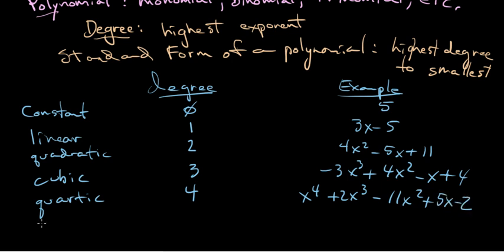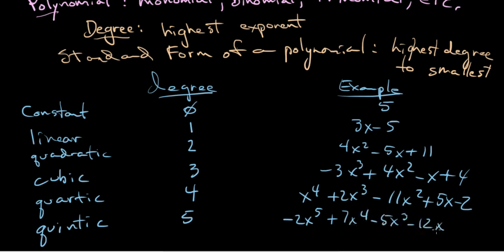minus 2. And finally, quintic, and I say finally, it goes higher than this, but we're not going to worry about that right now. Negative 2x to the 5th plus 7x to the 4th minus 5x to the 3rd minus 12x squared plus x minus 1.